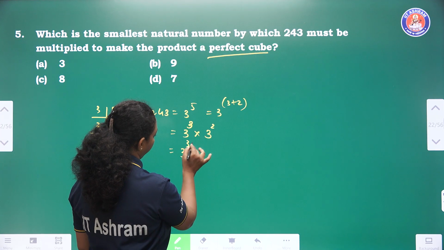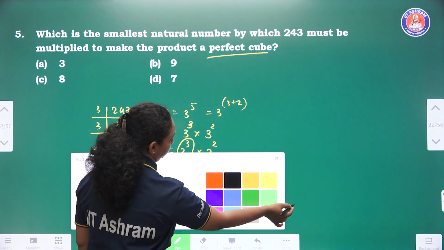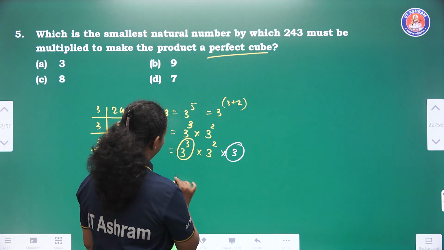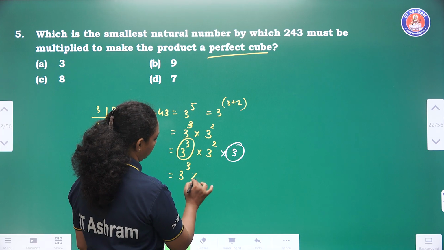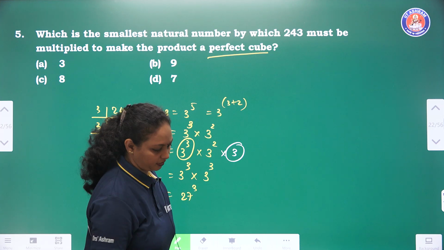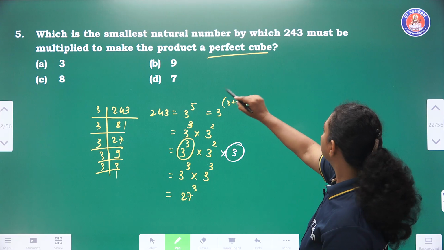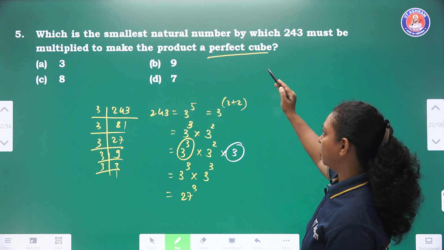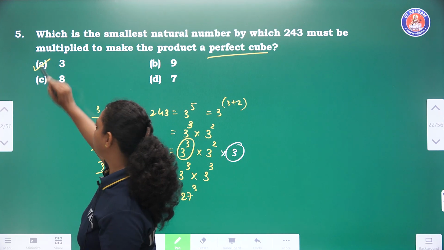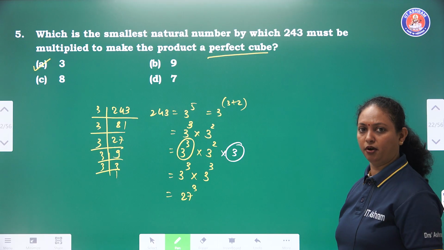So 3 cube is already a perfect cube. But 3 square, by which number should we multiply 3 square to make it a perfect cube? So it is multiplied by 3. So 3 cube into 3 cube, so that is 27 cube. Right? So 27 cube is what? 729. So what is asked of us? The smallest natural number by which 243 must be multiplied. So obviously we have to multiply it by 3 to make it a perfect cube. Then it will become the perfect cube of 27.